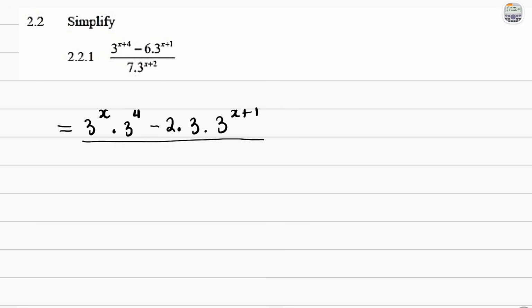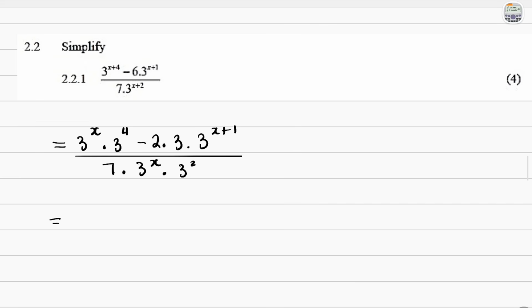Okay, all over, and we have 7 times 3 to the power of x plus, and I'm just going to separate that as well, 3 to the power of 2, because I just want to see the common factor. You can see all through we have a 3 to the power of x. At this point, we actually don't have to rewrite this like this.